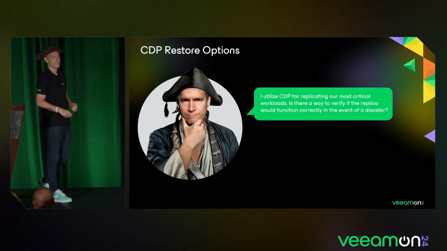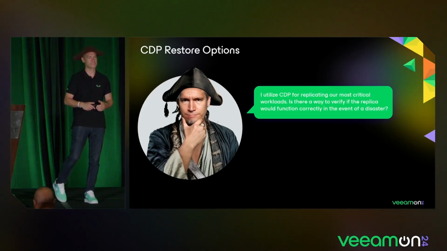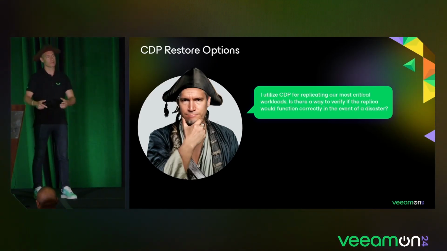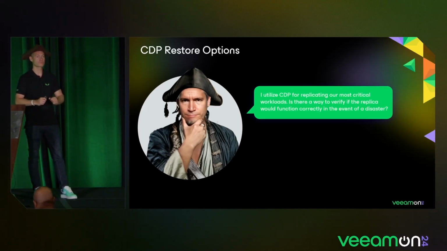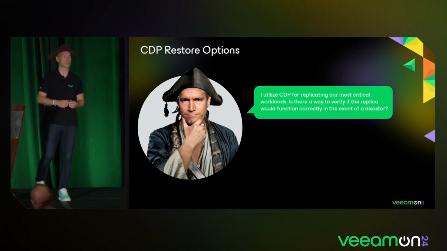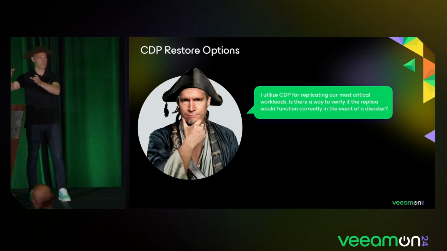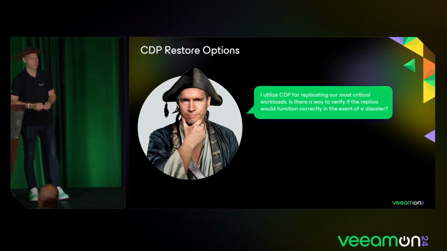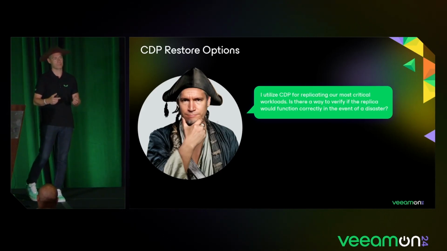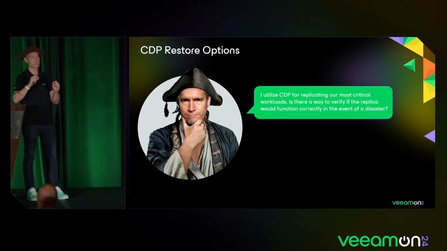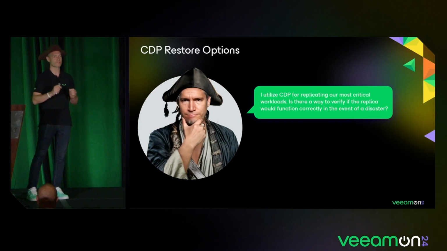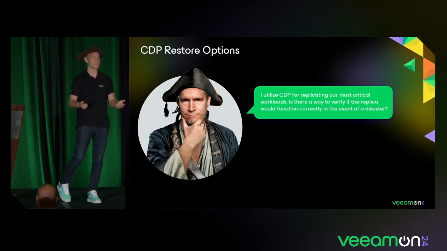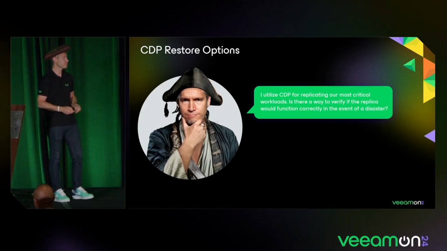The next topic is about continuous data protection. And this is a really great feature. It allows you to replicate your workloads with the RPO time down to 2 seconds. And I have a customer in Austria who replicates a virtual machine from South Korea to his headquarters in Austria, over 5,000 miles distance. And he's really happy with it. But the only problem he has is he's not able to verify if these replicas are available in case of a disaster. And so he was looking for a feature that will help him here.